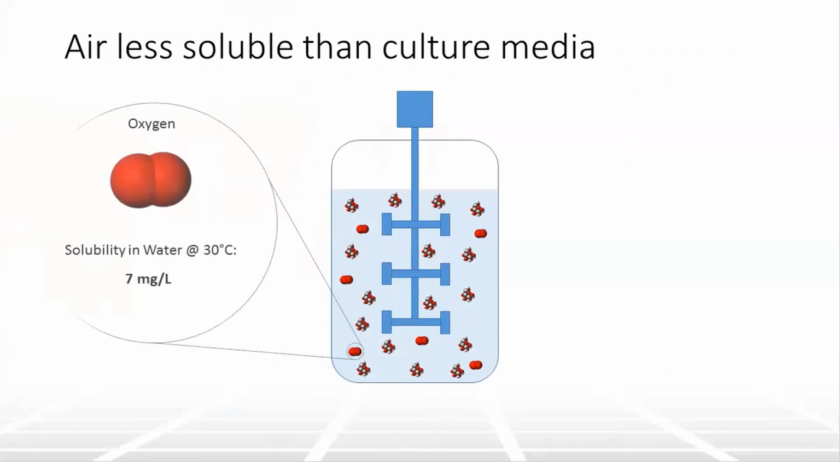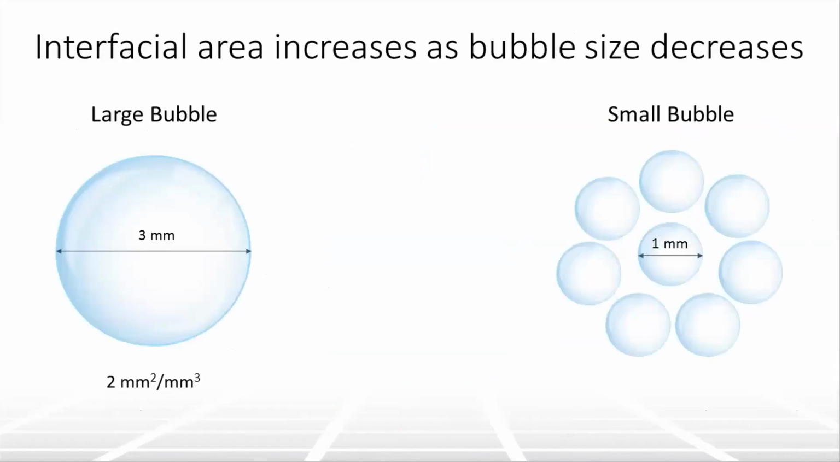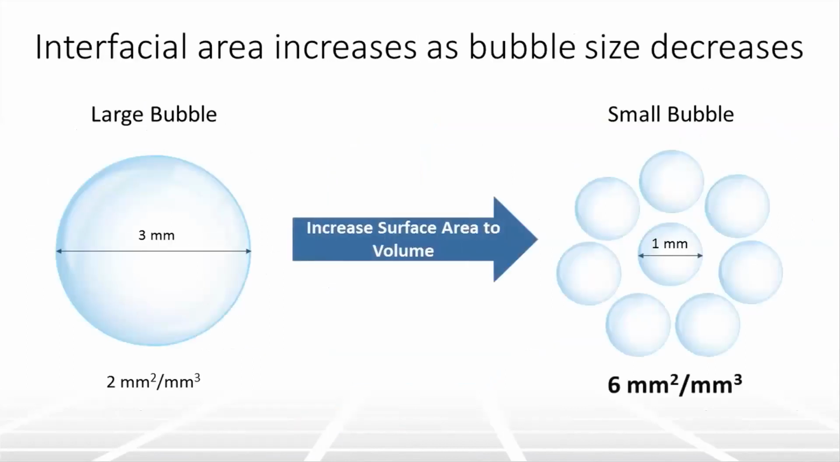However, oxygen is sparingly soluble in culture medium, thus how the sparging of oxygen is conducted becomes very critical. Low oxygen solubility and its rapid uptake by cells means that dissolved oxygen concentration can limit cell growth. The amount of dissolved oxygen is impacted by two major factors: interfacial area and residence time. Smaller bubbles have a larger surface area to volume ratio, or interfacial area, than large bubbles. Increasing the interfacial area allows oxygen to dissolve more easily and quickly into the culture media.